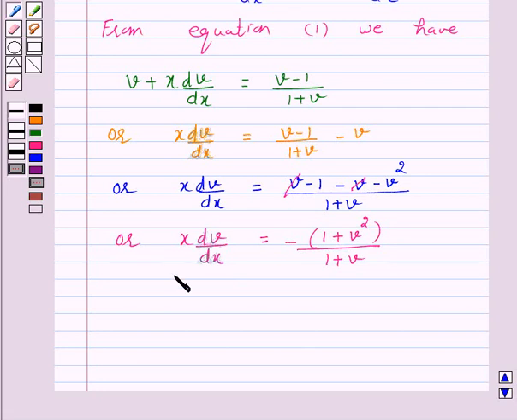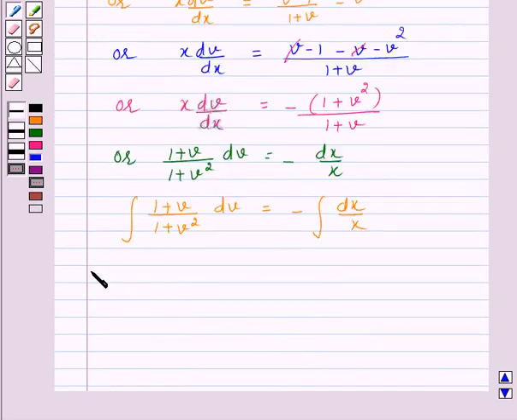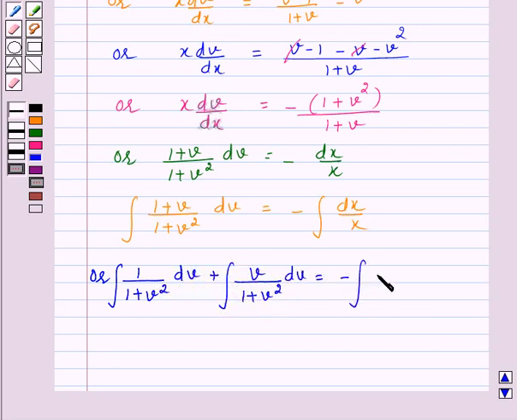Now, on separating the variables, we can write this equation as (1 + v)/(1 + v²) dv = -dx/x. Now, on integrating both sides, we have the integral of (1 + v)/(1 + v²) dv = -the integral of dx/x, or the left hand side can be written as the integral of 1/(1 + v²) dv plus the integral of v/(1 + v²) dv = -the integral of dx/x.